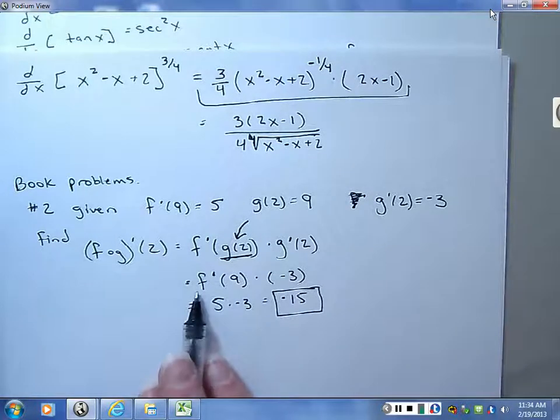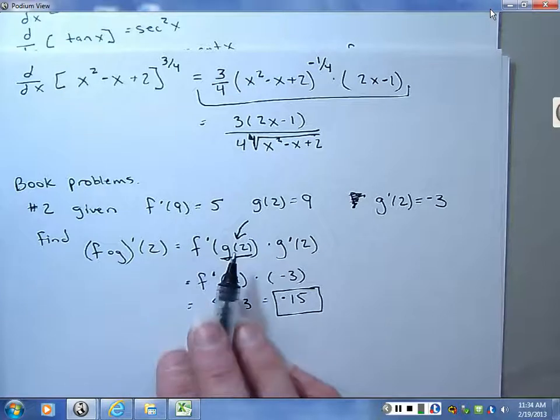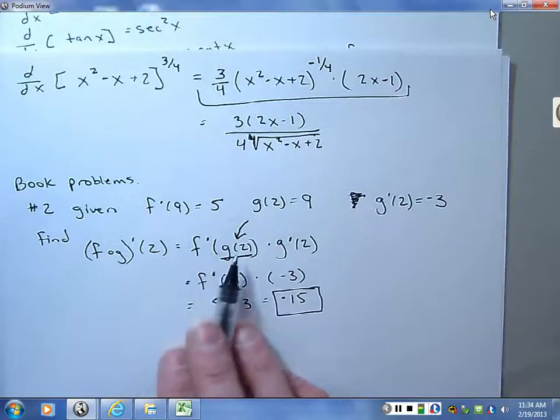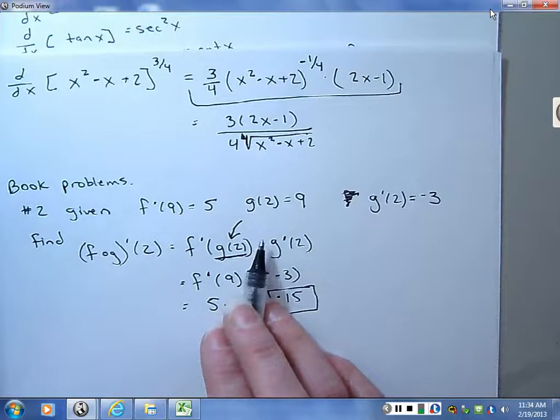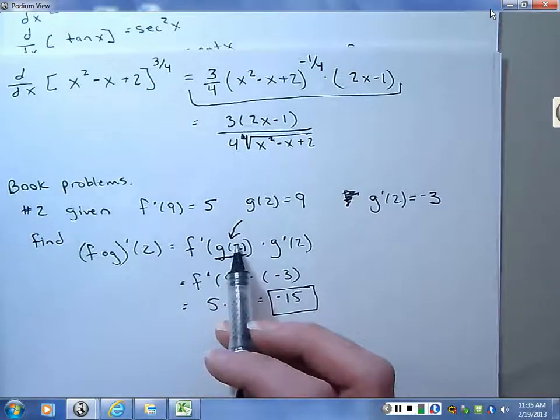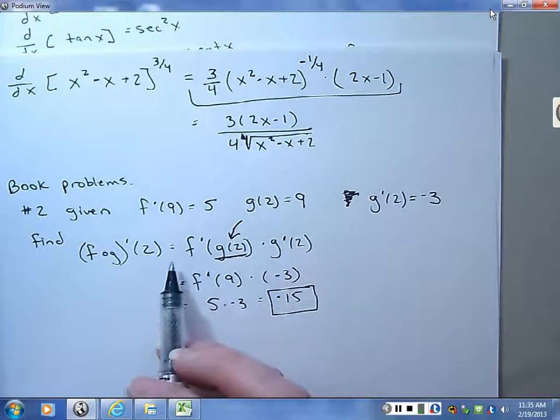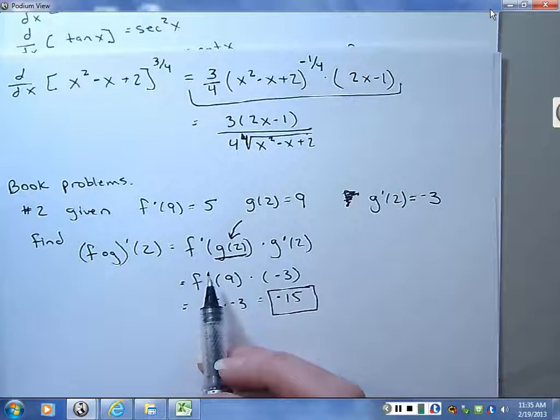We take the derivative of the outside function evaluated at the inside. And the inside is g, and g is evaluated at 2. So the derivative of the outside evaluated at the inside times the derivative of the inside. The derivative of the inside would be g prime at 2. But I plug in g of 2 for the outside function's derivative. G of 2 is 9, so I plug in 9 to f prime, which gives me 5.